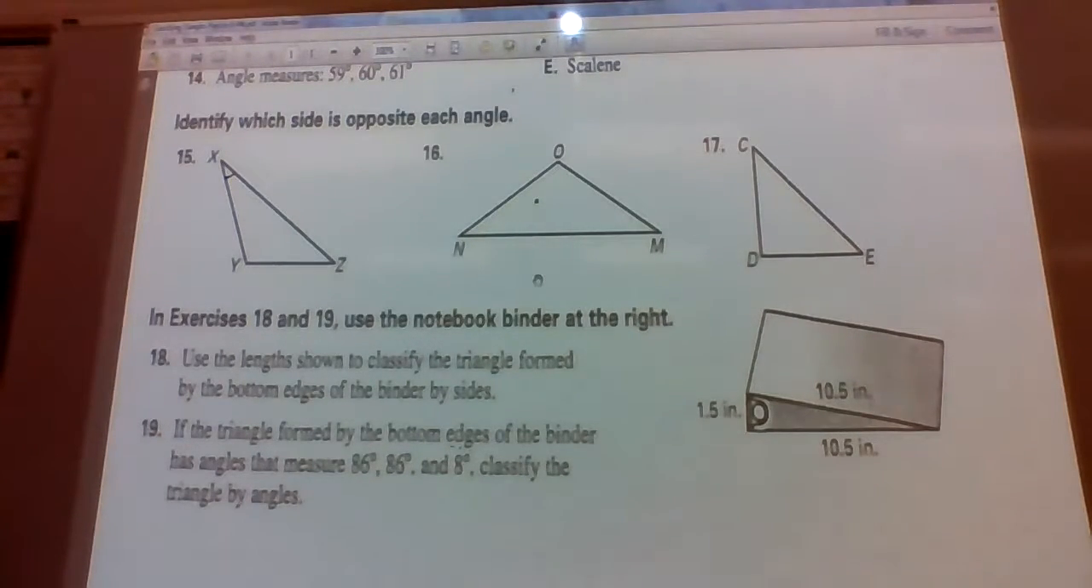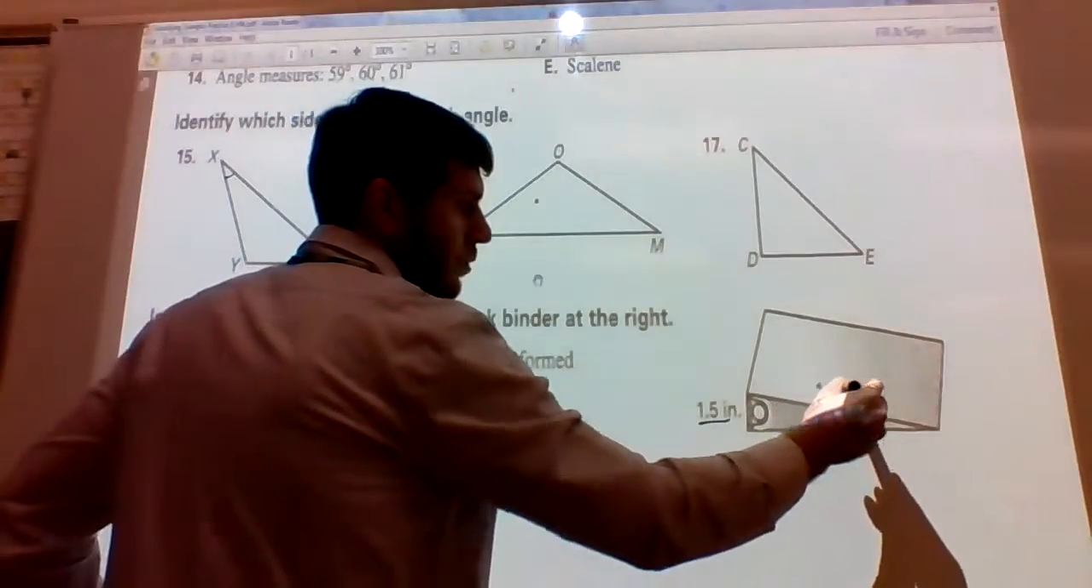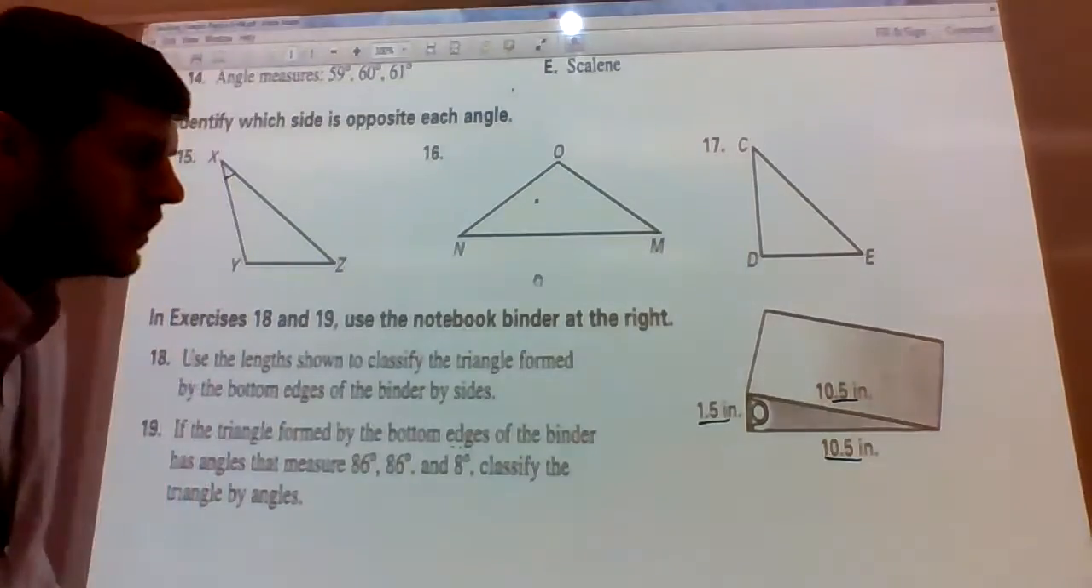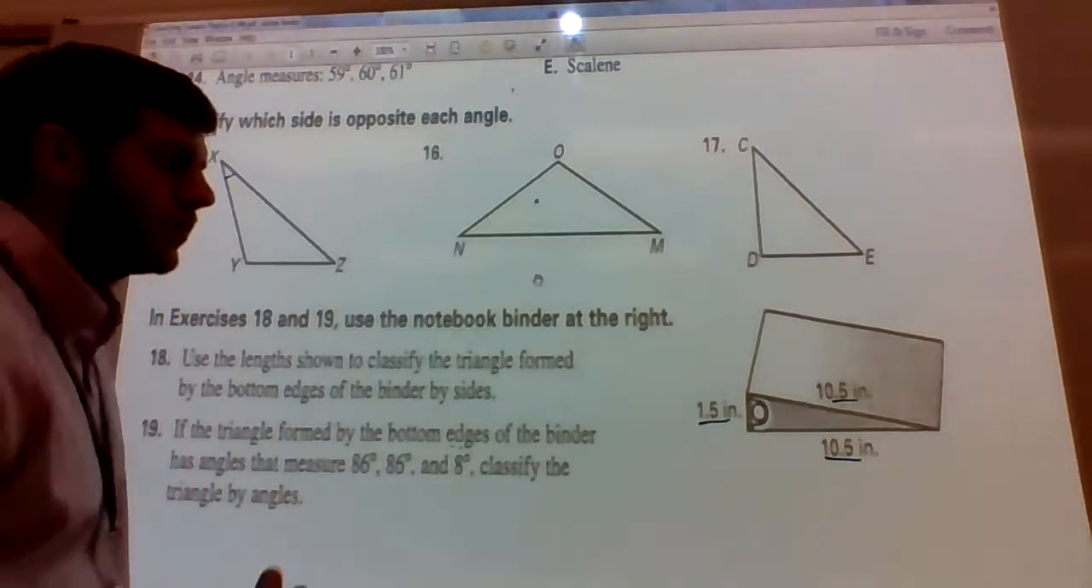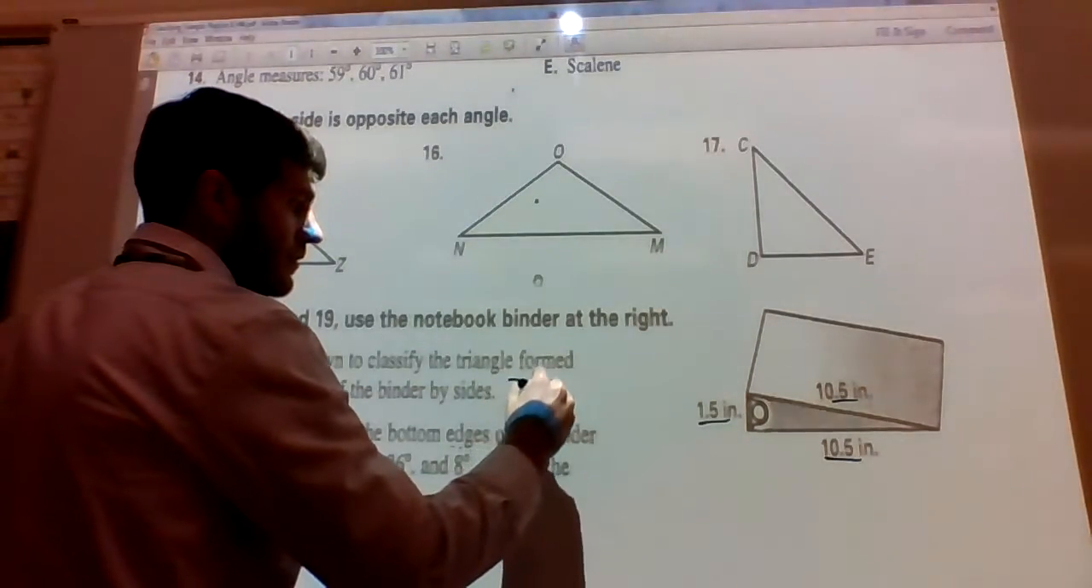Okay, number 18, use the lengths shown to classify the triangle formed by the bottom edges of the binder by sides. So this is a notebook binder. We want to classify by its sides. So if we're classifying by sides, it's going to be isosceles, scalene, or equilateral. We notice that we have lengths of 1.5, 10.5, and 10.5, which means 2 are the same. Since 2 lengths are the same, it's going to be isosceles.